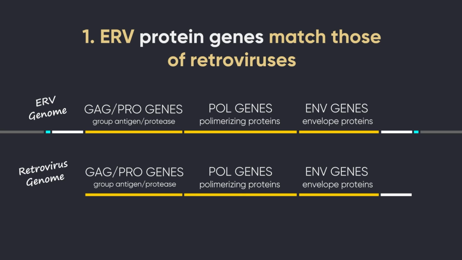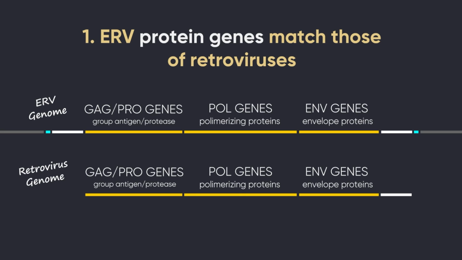So these chunks of DNA in our genome, in the human genome, that look just like virus genomes, we call them endogenous retroviruses. They have the GAG, PRO genes, the POL genes, the ENV genes. They've got all of them, and they're in similar orders.